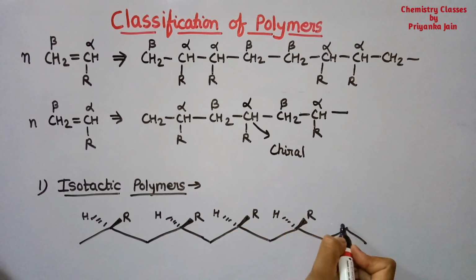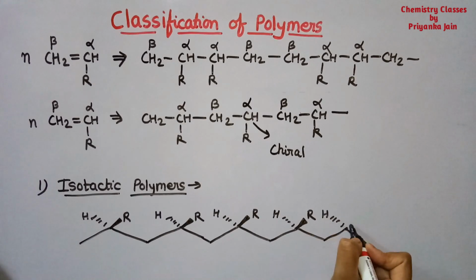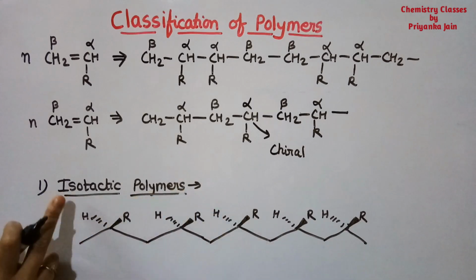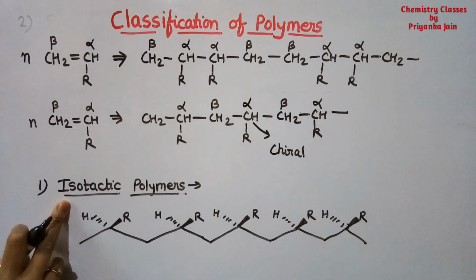All will have the same configuration. All are having the R group above the plane. So such type of polymers are called isotactic polymers, right?